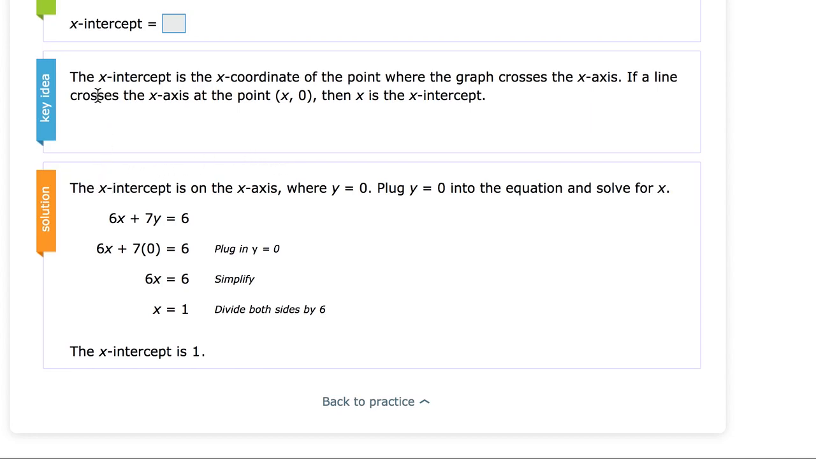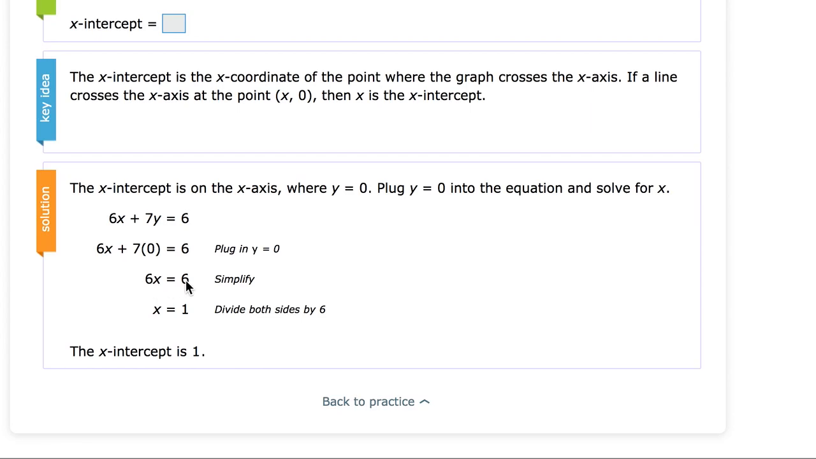So in this case, if we're looking for the x-intercept, which is on the x-axis, where y is equal to 0, you plug y equals 0 into the equation and solve for x. So if you look at this equation, which is given 6x plus 7y equals 6, you replace this y with a 0. That means 7 times 0 becomes 0, just goes away, disappears, covered up. You're left with 6x is equal to 6. So we write 6x equals 6.